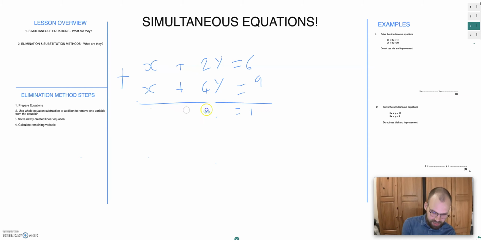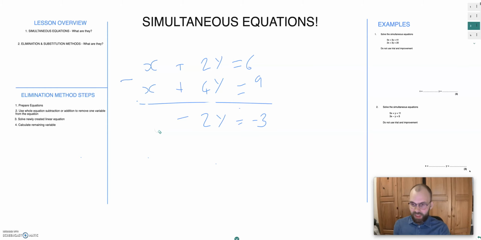But you'll see that in this case, if we were to use whole equation subtraction, we might get a bit closer. So you do x minus x, that gives us 0x. You do 2y minus 4y, and you get minus 2y. And 6 minus 9 is minus 3. Now, the beauty of this is that 0x is 0, so you can just get rid of it. Which leaves us with minus 2y equals minus 3.